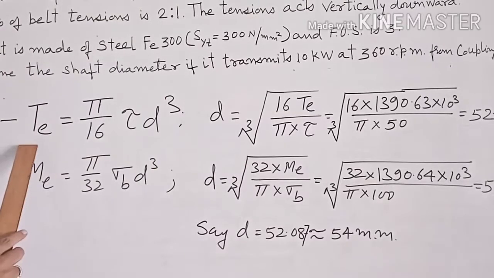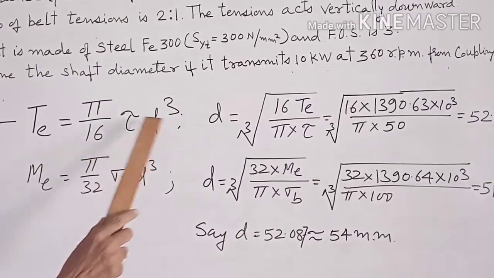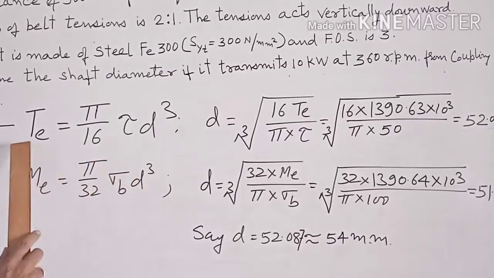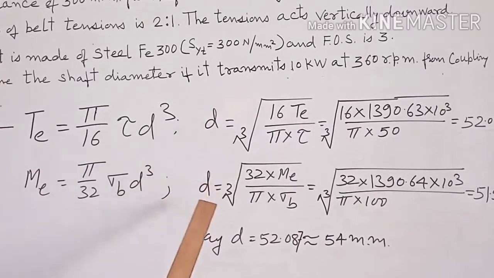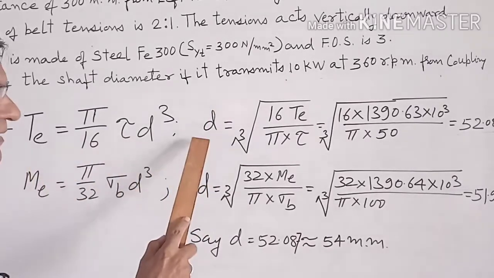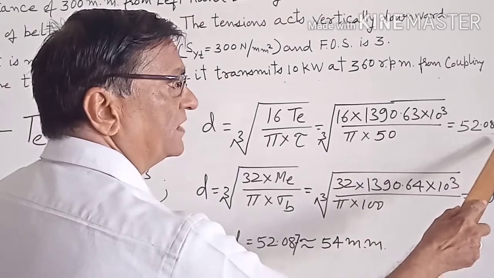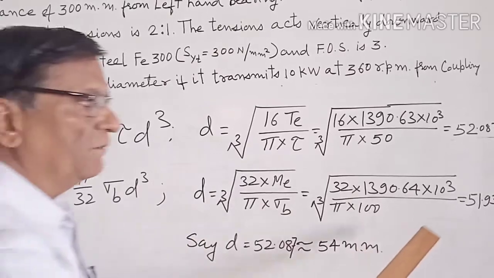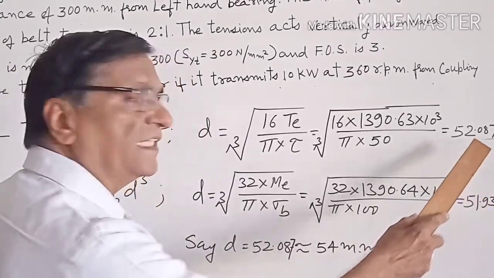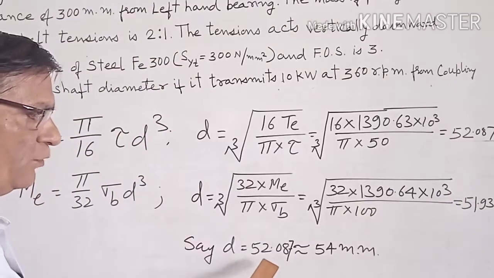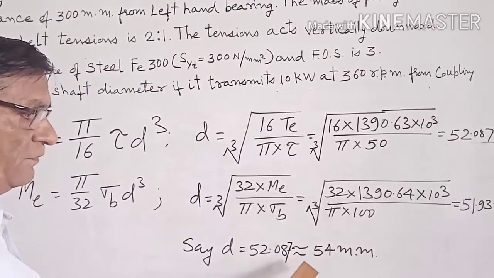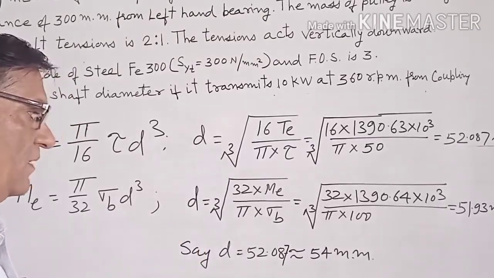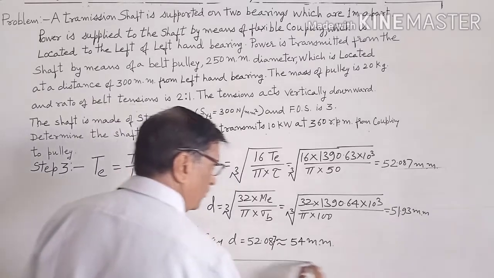The next step is equating Te to pi by 16 tau d cube and Me to pi by 32 sigma b d cube. Now from this we will calculate the diameters. From the first equation the diameter comes out to be 52.087 millimeter, and from the second equation the diameter comes out to be 51.93. We will take the larger value, that is diameter equal to 52.087. Say we take the value 54 millimeter. So this is the final answer. The diameter comes out to be 54 millimeter.